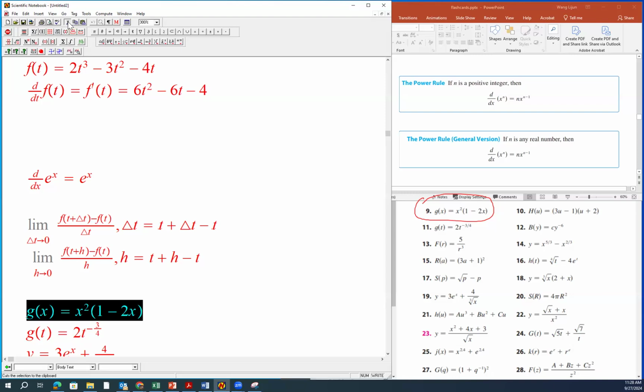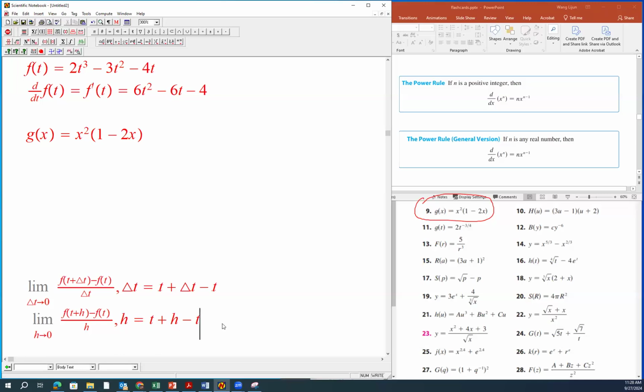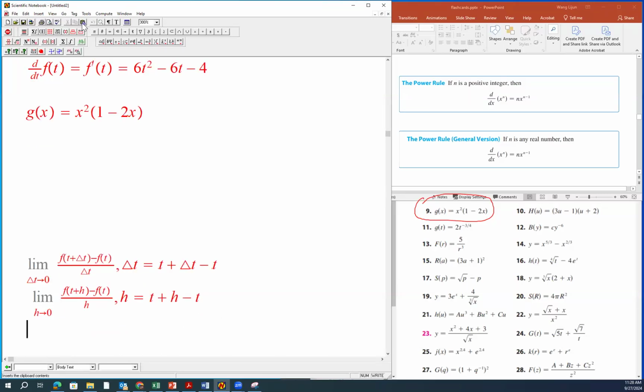So I'm going to just bring it here. All right, so I'm going to find the derivative. Okay, I'm going to find the derivative. And I'm going to put this on the side, and we don't really need it for now.